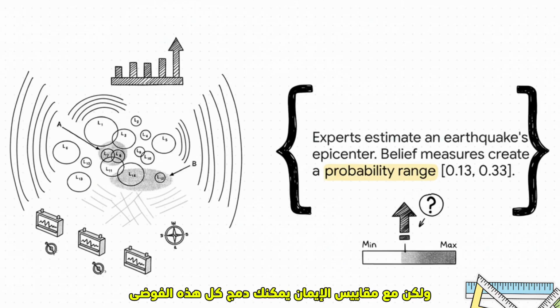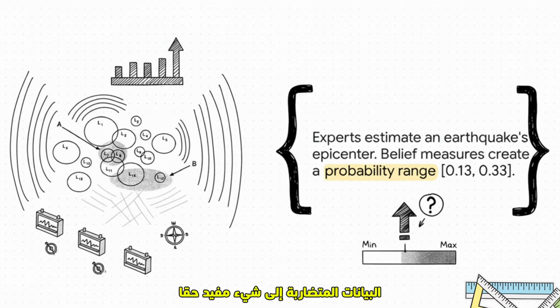But with belief measures, you can fuse all that messy, conflicting data into something genuinely useful, a probability range. So for that area A, we're not saying the probability is exactly 20%. We're saying it's somewhere between 13% and 33%. That's so much more honest and useful, right?